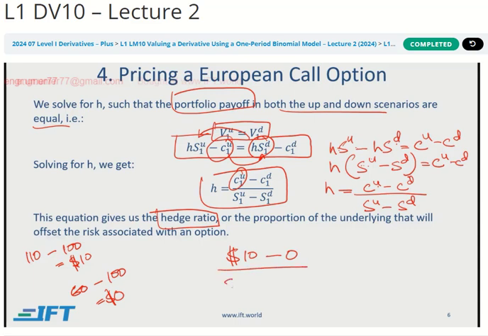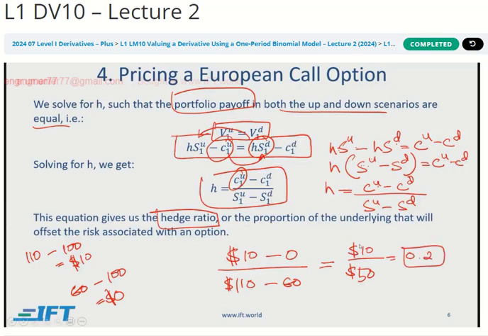And the stock price when it was going up was 110. And if it was coming down, it was 60. And this is how you will calculate the hedge ratio, which will be 10 over 50, and that comes to 0.2, and this will be your hedge ratio.